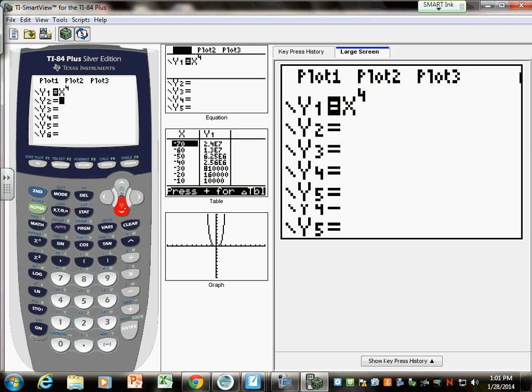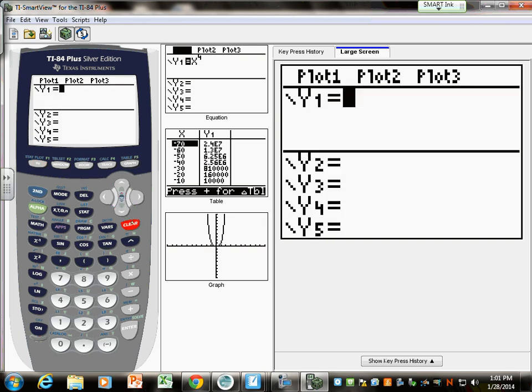Okay, I'm going to graph x squared and x to the fourth on the same graph because I think that you can see what's happening better on this.